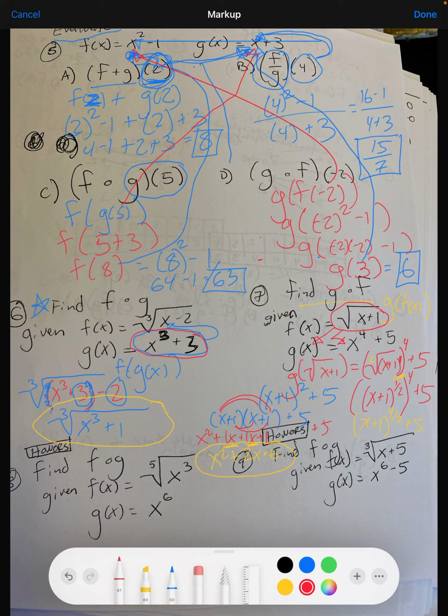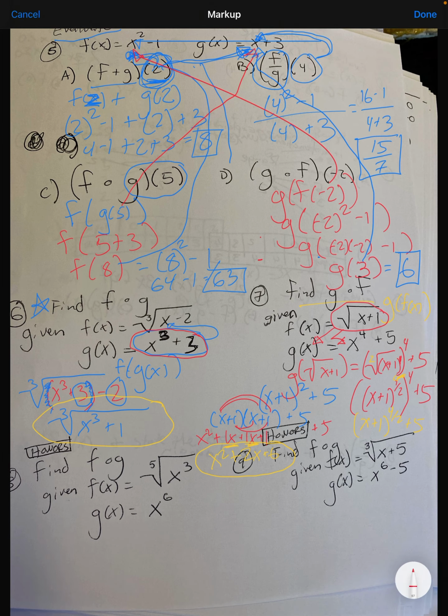Okay, I'm going to attempt these last problems. These are the honors problems. So f of g, that means f with g of x as our input. So that 6 is going to go in there. That's going to be the fifth root of x to the 6th to the third power. These powers are going to multiply. Okay, so that's 6 there times 3. So to the 5th power, we get x to the 18th.